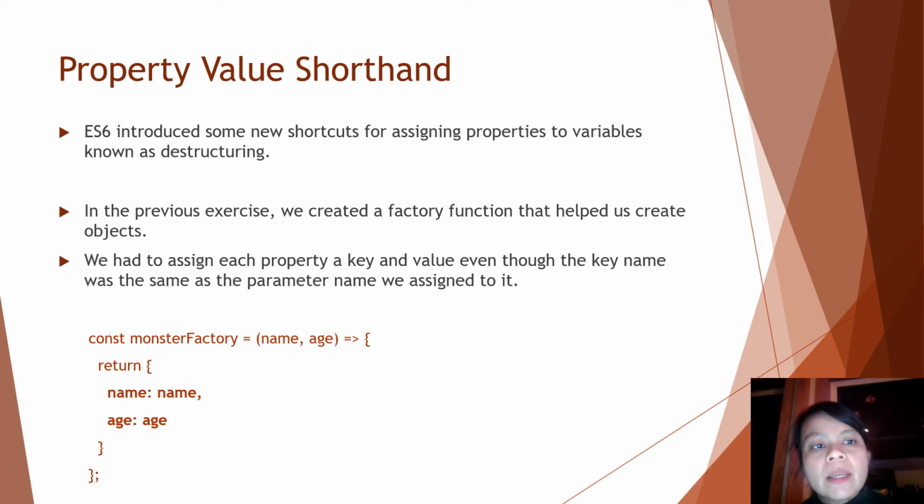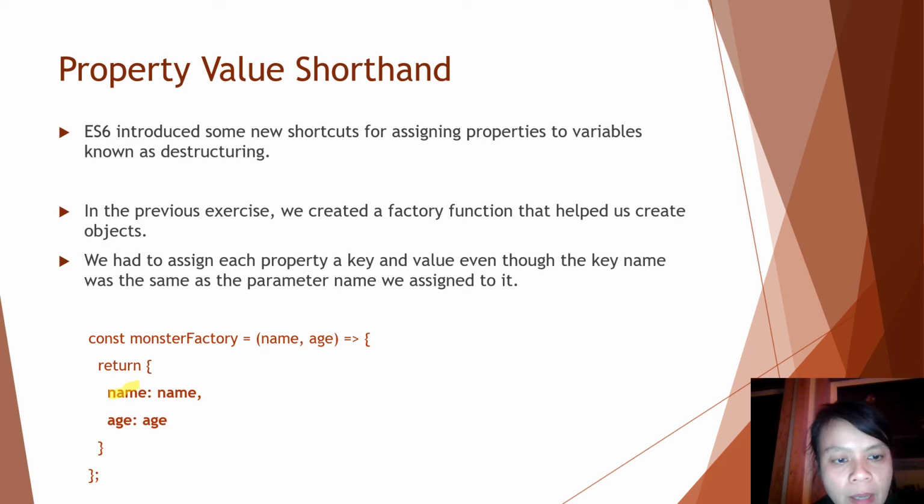So let's talk about property value shorthand next. ES6 introduced some new shortcuts for assigning properties to variables, known as destructuring. In the previous exercise, we created a factory function that helped us create objects, right? We had to assign each property as a key and value, even though the key was the same as the parameter name we assigned to it.